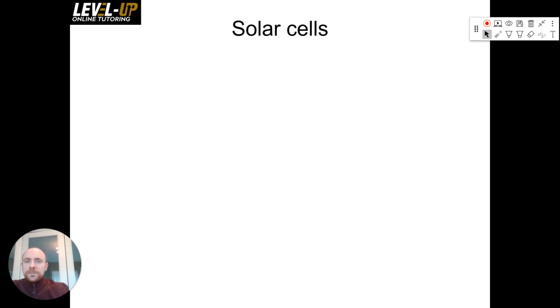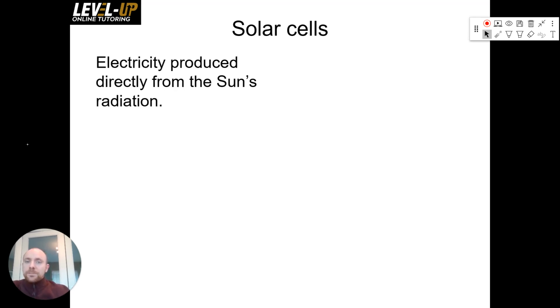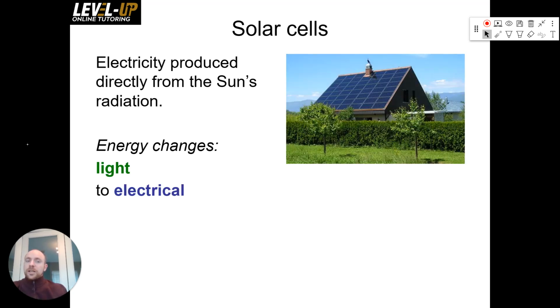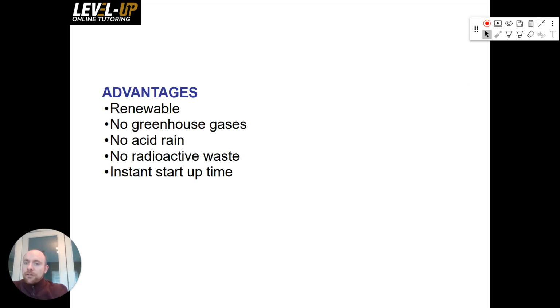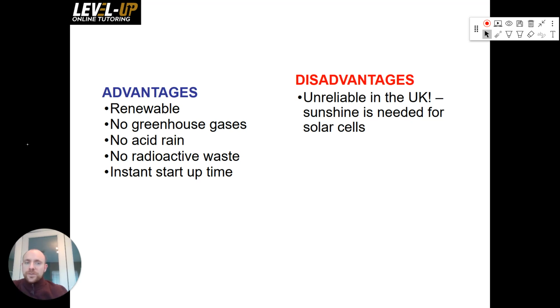Final one here, solar cells. Again, it's run by the sun, but slightly different process. So this time, solar cells are chemical. Certain chemicals will produce electricity when light falls on them. So the light is directly turned into electrical. Renewable, no greenhouse gases, no acid rain, no radioactive waste, instant startup time, but again, not useful in the UK.